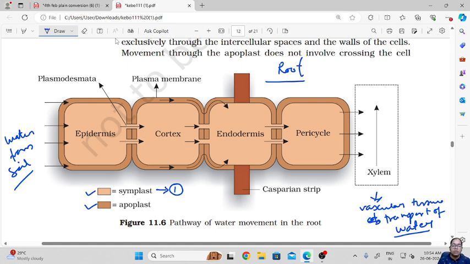The root hair consists of the first tissue that is called the epidermis, that is the outermost layer of the root. So the water will first pass through the epidermis into the cortex, then through the cortex it will enter the endodermis, that is the inner layer of the root. Then comes your pericycle, and then through the pericycle it will reach the xylem. Then the xylem will transport it to the other parts of the plant. This is what? This is the symplastic pathway.